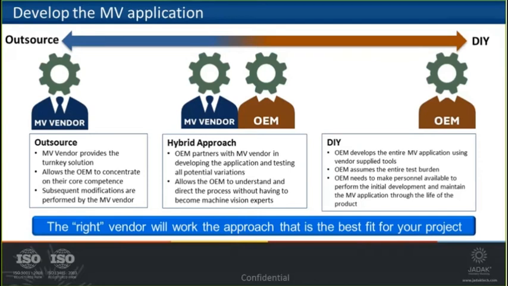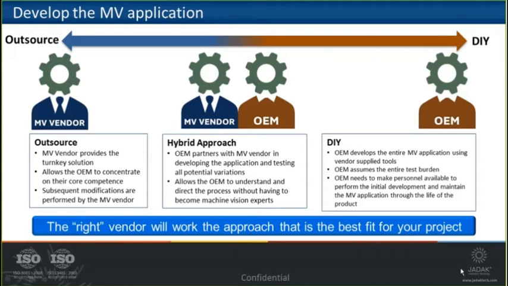This slide is illustrating how you want to execute your project. On the left-hand side, you could come to your vendor, someone like JADAK, and they could provide a full turnkey solution. You maybe deliver one of your devices or a portion of the device and the samples that you need to take a look at, and then that machine vision vendor is going to come back with the full solution for you.